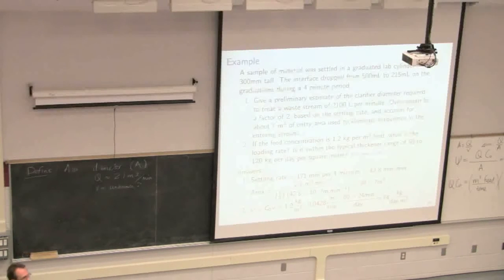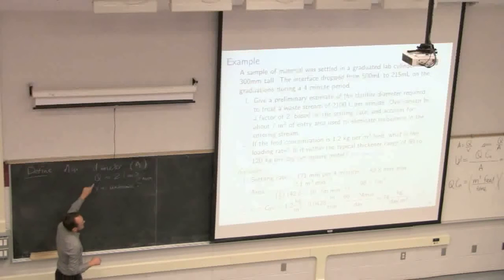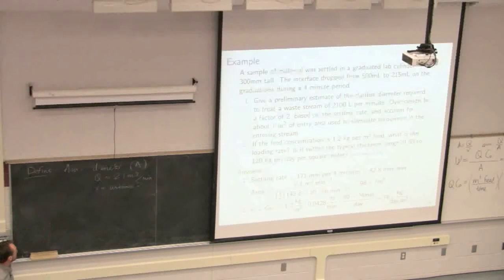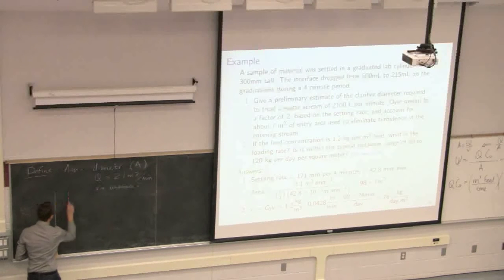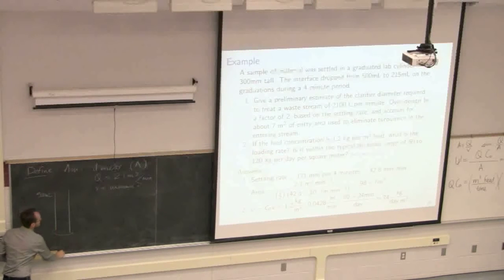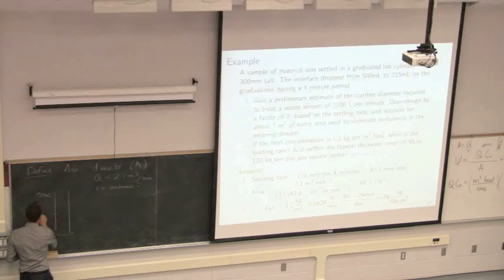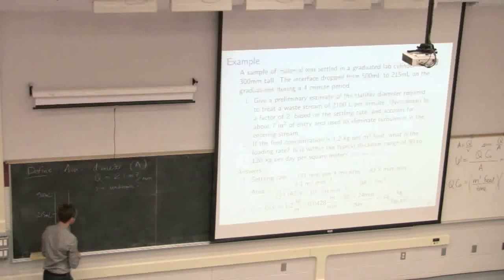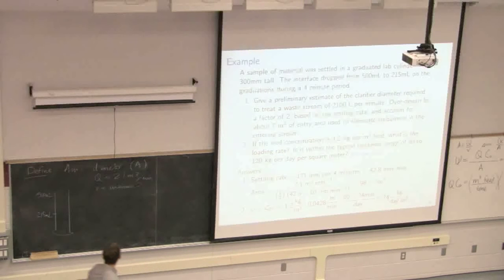What else are we given? Yeah, so that Q over there. Okay, so Q and then enough information to calculate V, but we're not given V explicitly. Draw a picture. What you should have in mind is a graduated cylinder, and at 500 milliliters, we put our material in and it settles down to 215, though this cylinder itself is 300 millimeters tall.